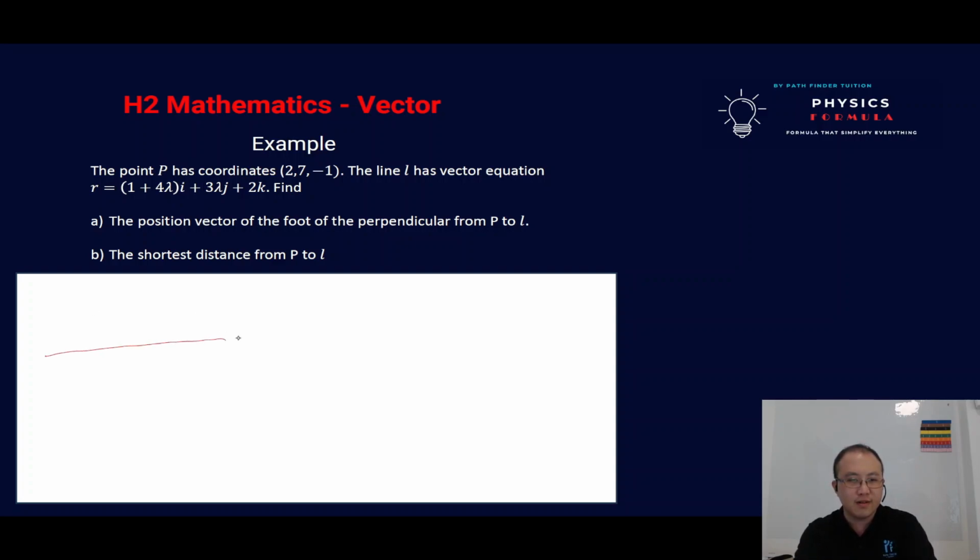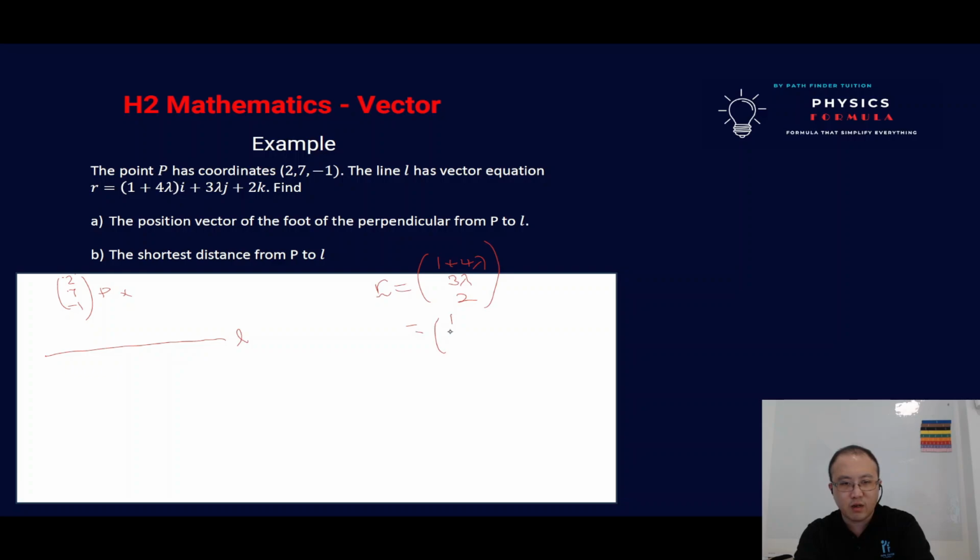This is my line L. This is my point P. Point P has a coordinate of (2, 7, -1). I always like to write in the column vector form. Then on the line equation, if you find this confusing, we can do this. So r is really just i, j, k, so we arrange like that: 1 plus 4λ, 3λ, and then k is 2. So this is how we arrange it.